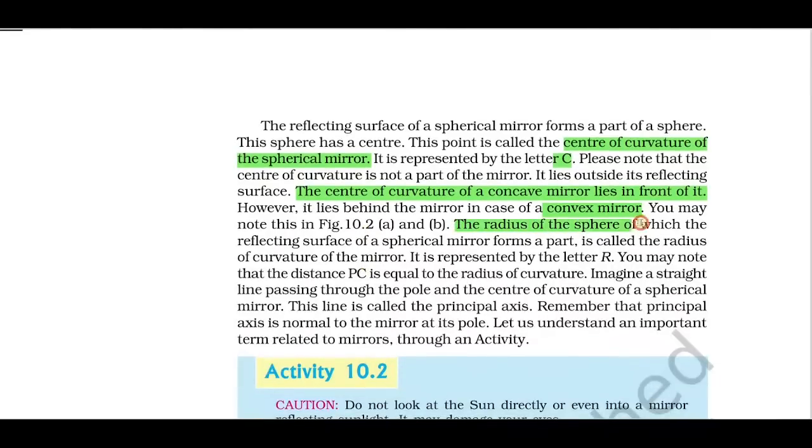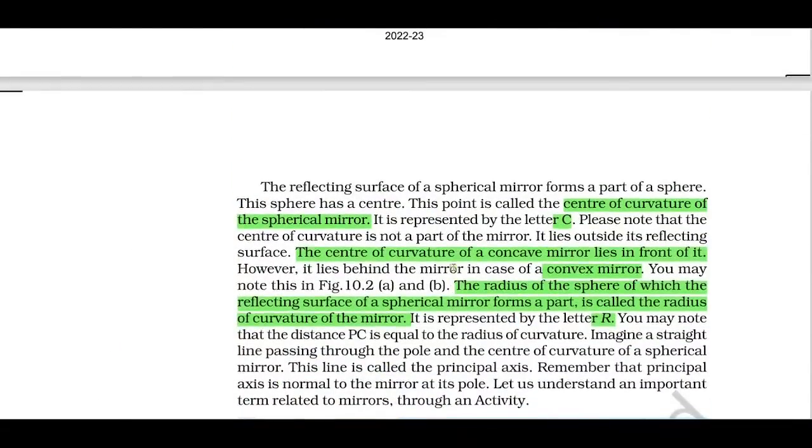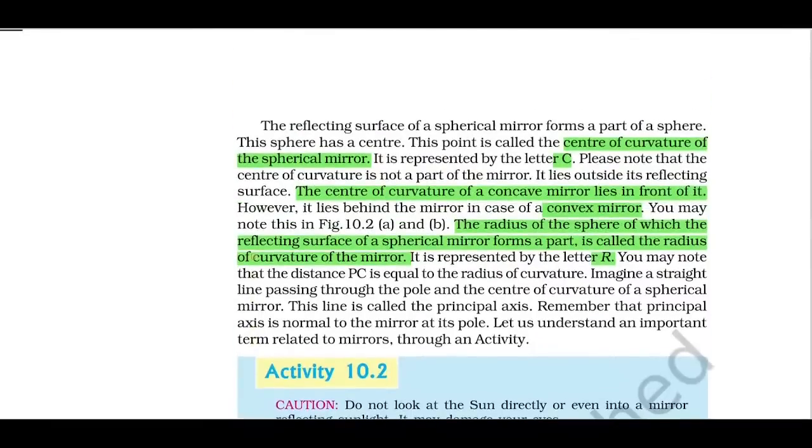The radius of the sphere of which the reflecting surface of a spherical mirror forms a part is called the radius of curvature. It is represented by the letter R. So the distance PC is called the radius of curvature.